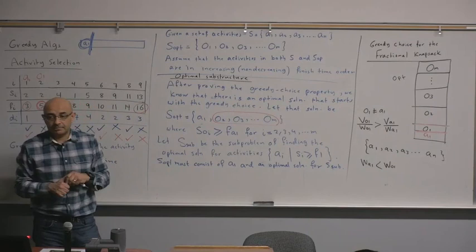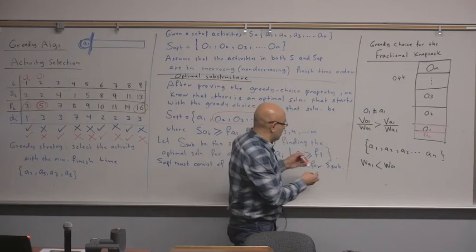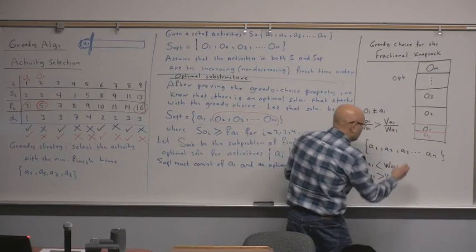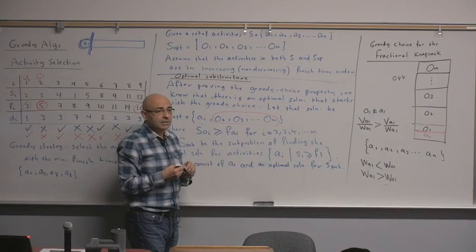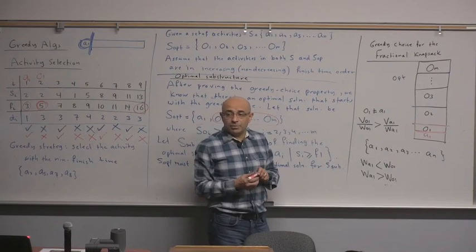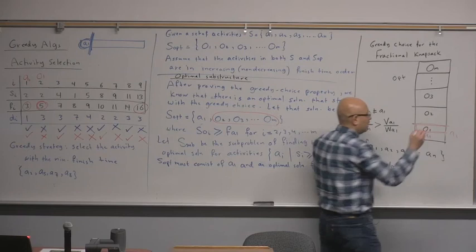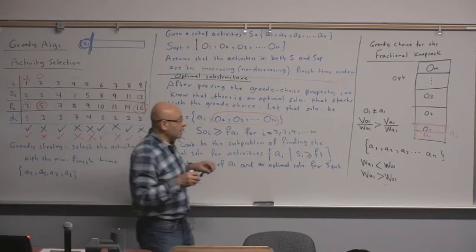And if the weight of A1 is greater than the weight of O1, what can I do in this case? You just take part of A1. I don't have to take all of A1 to make the point. I just replace this whole thing with the part of A1 with the same weight, and again I will get something better than optimal.